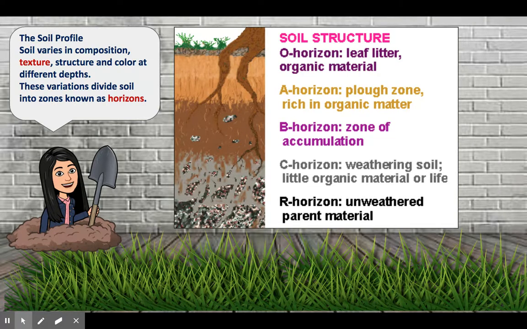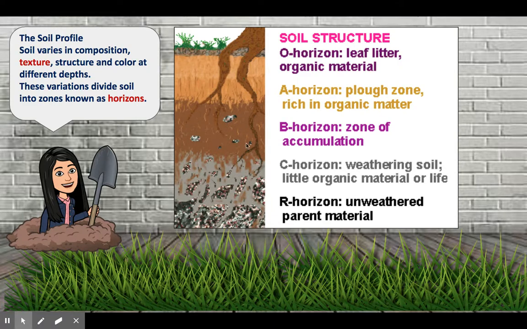R horizon is where you can find unweathered parent material, so that's the bedrock. And on top of that is the C horizon, where you could see little organic material or life. The C horizon is where this parent material started to break apart into smaller pieces.